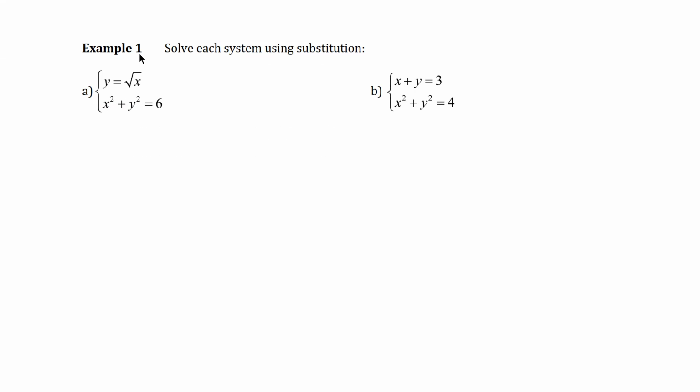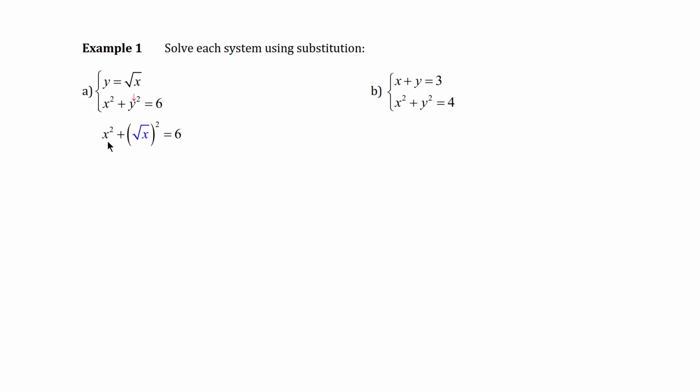Example number 1, solve each system using substitution. For part A, we have the system of equations y equals the square root of x, and x squared plus y squared equals 6. We're going to use substitution to solve this system. The first step is solving one equation for either the variable x or y. In this case, the top equation is already solved for y, so we can move on to substituting our value for y into the other equation.